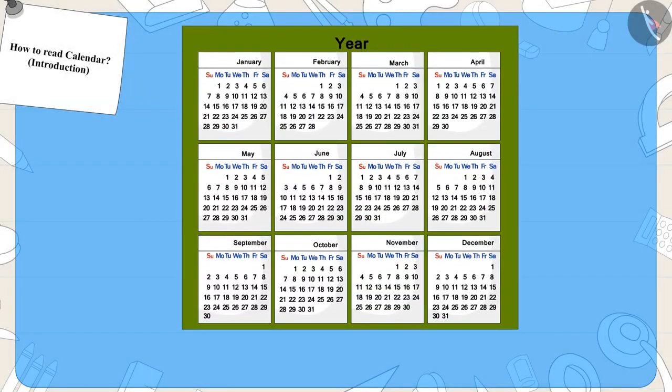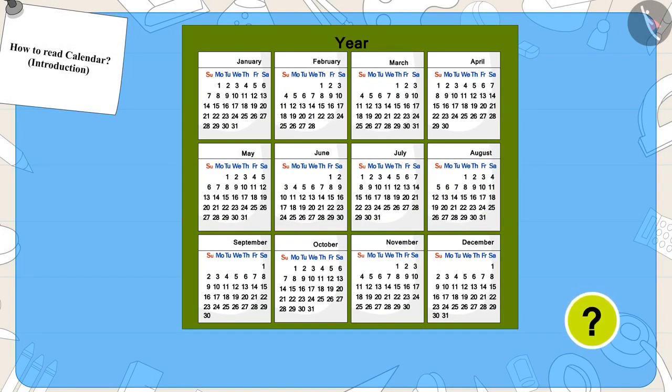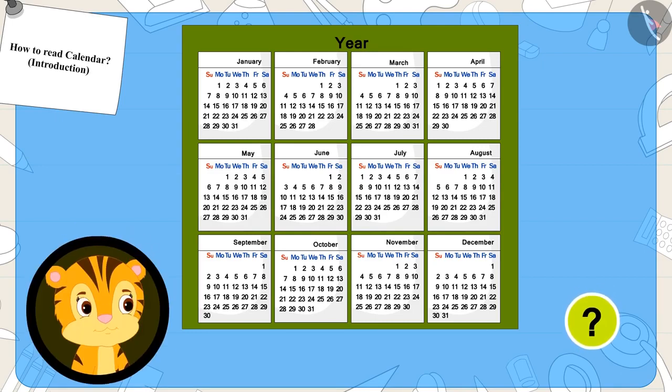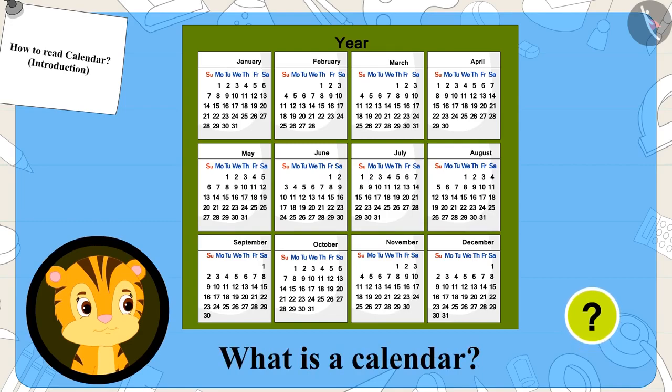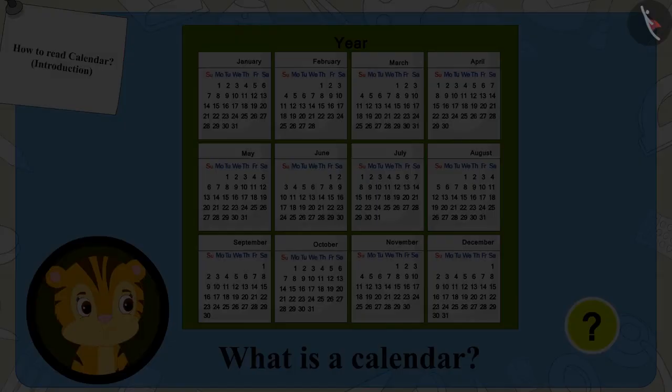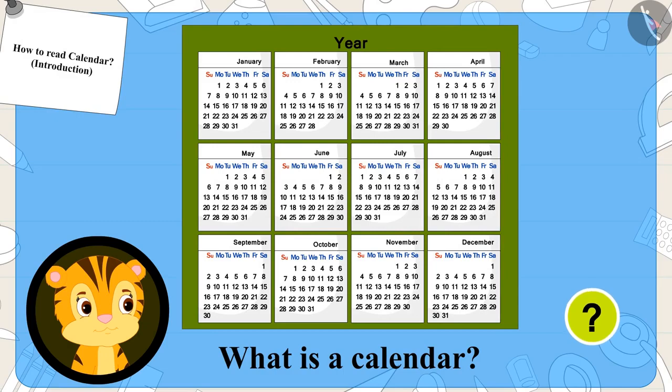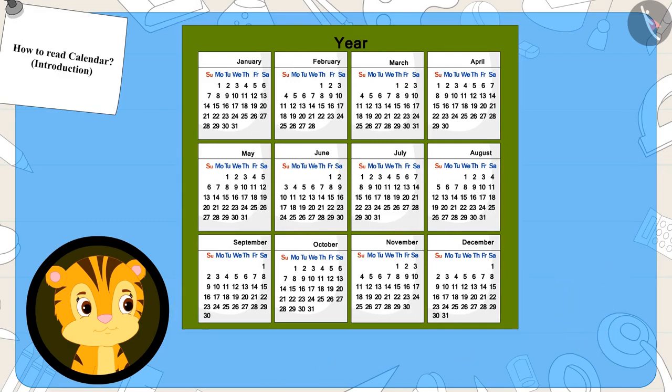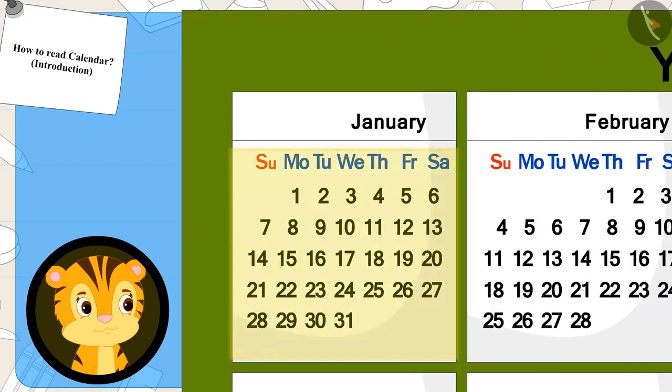Kids, do you know what a calendar is? Come see what Sher Khan's mother is explaining to him about the calendar. Sher Khan's mother is explaining to him that this is a calendar. It depicts the month of the whole year and the days in those months.